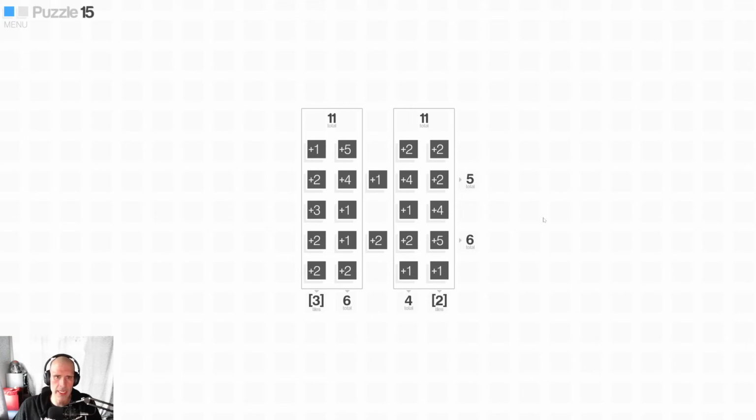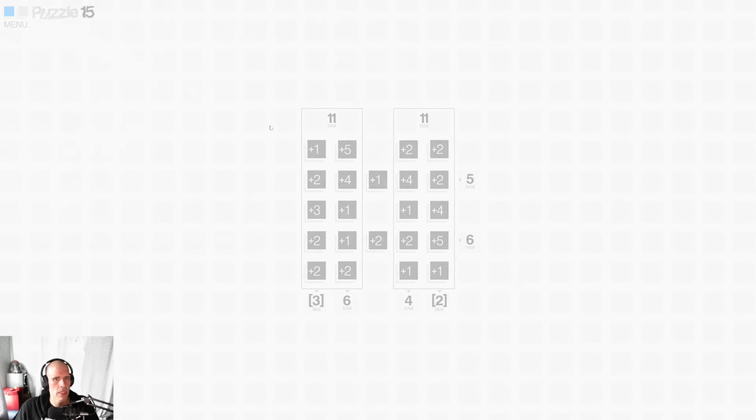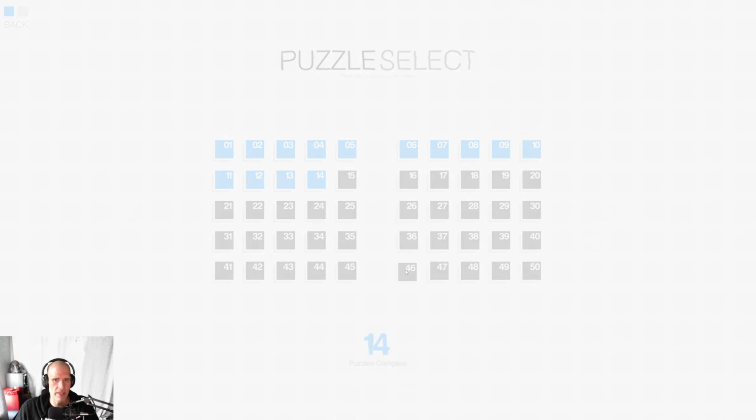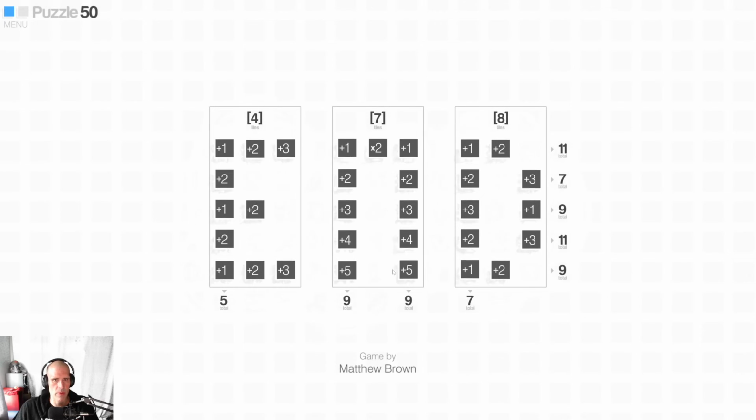I do like the steady ramp up. So any three, any two, four, six. Yeah, I think this is ramping up pretty well. Let me see how unfathomable puzzle 50 is, just to get a look at it, because we've done about a third or a quarter of these. Okay, oh, Matthew Brown, there you go.